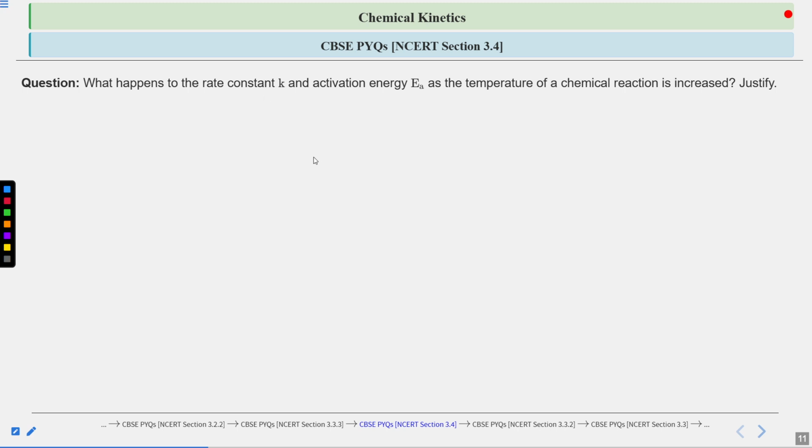Okay, so you have to tell what will happen to the rate constant, represented by K, and the activation energy EA when you increase the temperature of a chemical reaction. And you also have to justify your answer. So you have got your time. Try to solve this, then we will see what the correct explanation will be.